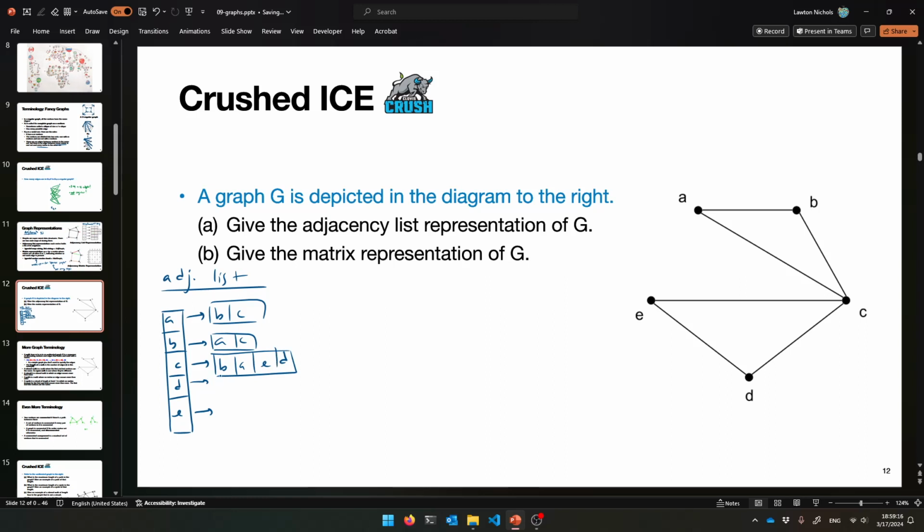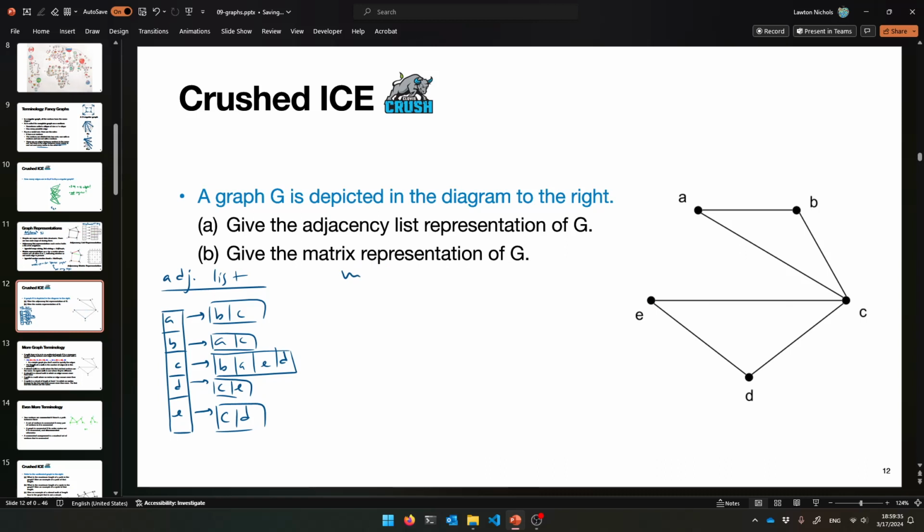And then D is adjacent to... What do you got? E and C. It's like C and E right there. There's that adjacency list. And then finally, E is adjacent to C and D. All right, so that's the adjacency list representation of that graph.